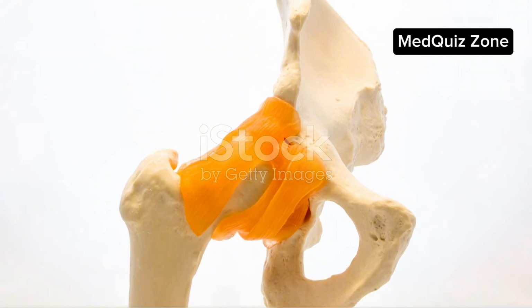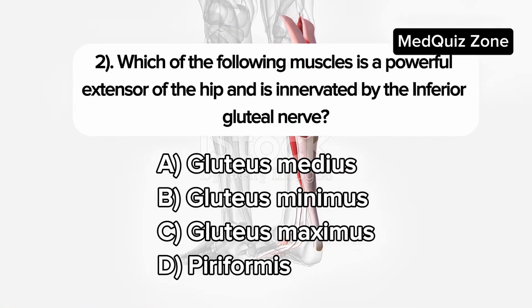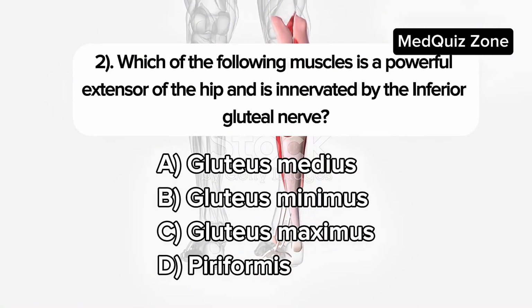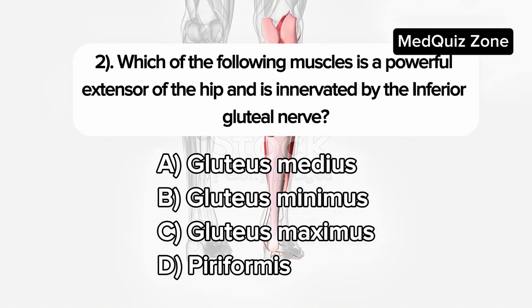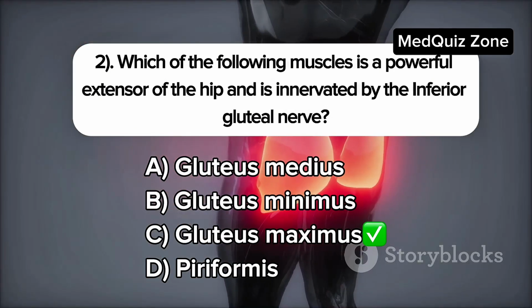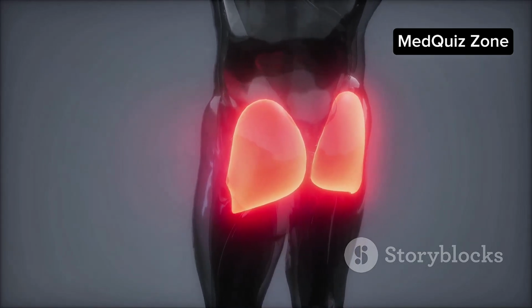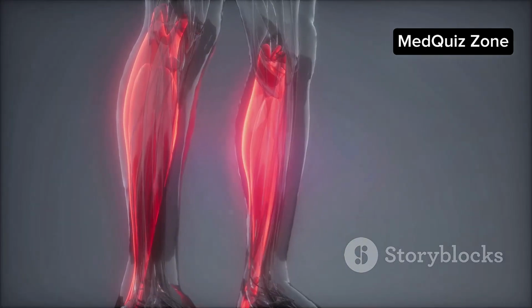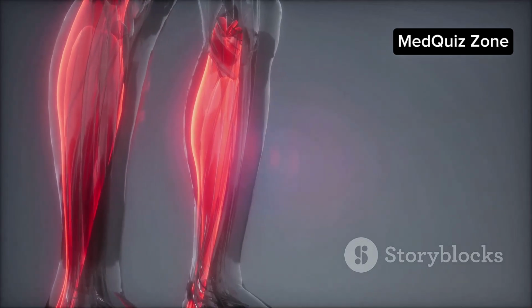Moving on to question number 2. Which muscle is a powerful extensor of the hip and is innervated by the inferior gluteal nerve? The answer is the gluteus maximus. The gluteus maximus is the largest and most superficial of the 3 gluteal muscles. It's crucial for powerful hip extension, like standing up or climbing.